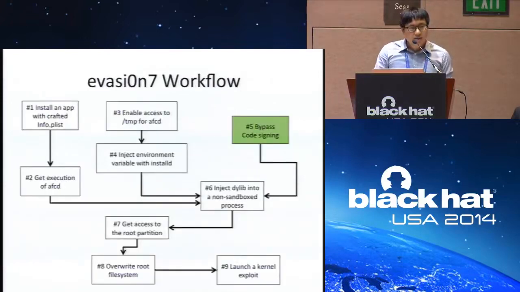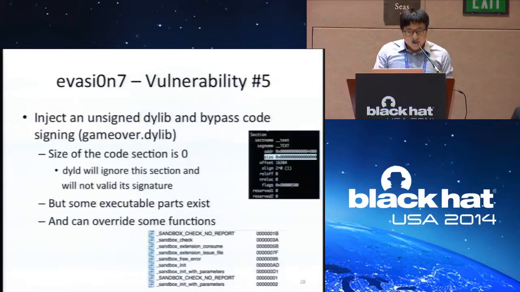And the next step is bypassing codesign. To bypass the codesign check, Evasion 7 directly exploited a bug in the dynamic loader called DYLD. On the codesigning check, DYLD looks for the size of the code section. You can see on the right side, there is a code section of size 0. Then the codesigning check will not be applied. So Evasion 7 forged a dynamic library called gameover.dylib with a 0 size code section. This trick completely bypasses the codesign check.